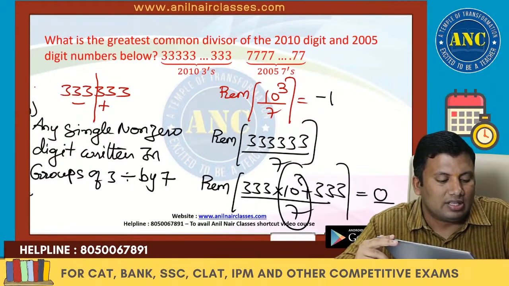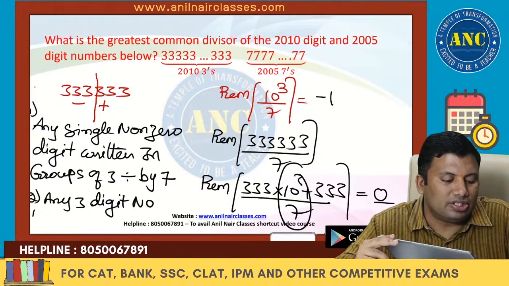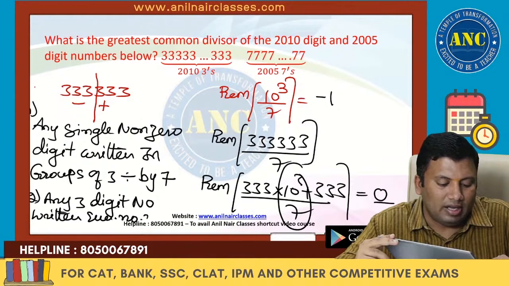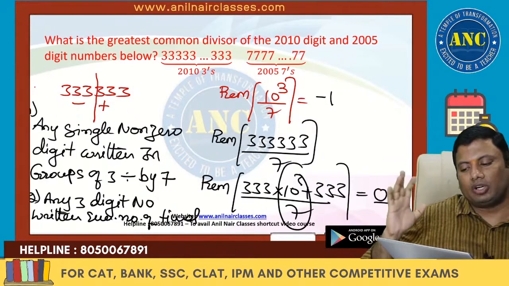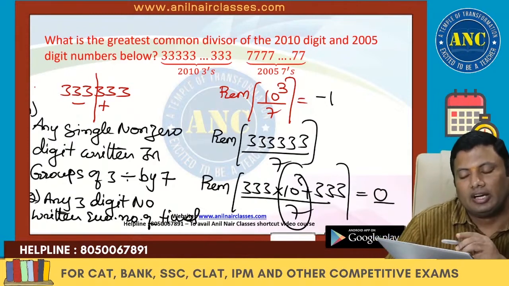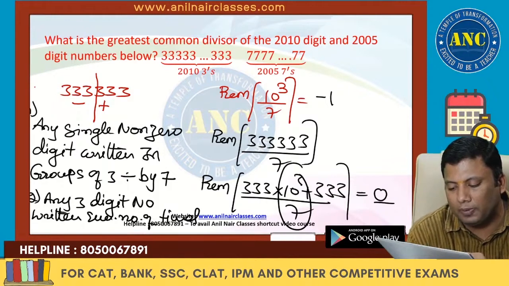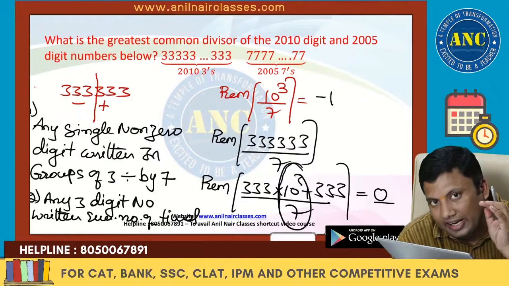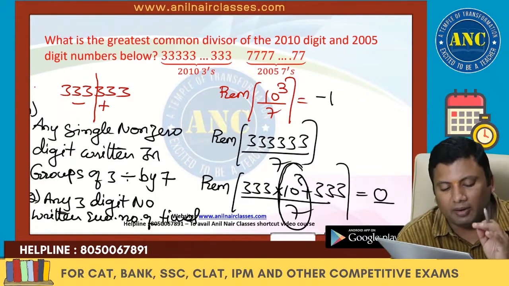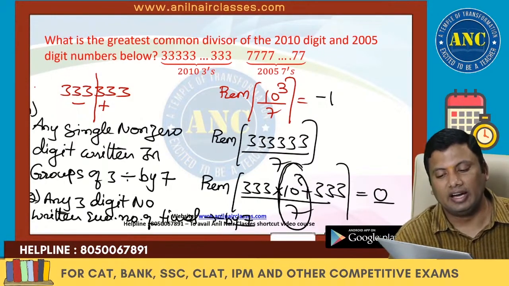First key point. Second key point: any 3-digit number written an even number of times is always divisible by 7. Make a note of these two important key points. 10 cube by 7 is minus 1, so 333 into 10 cube plus 333 is minus 333 plus 333. Any 3-digit number written an even number of times is always divisible by 7.